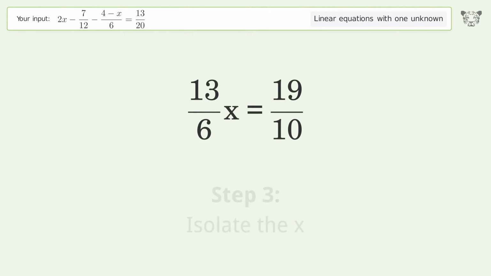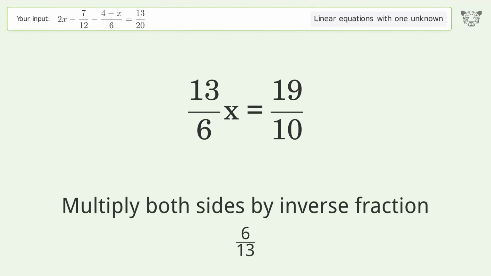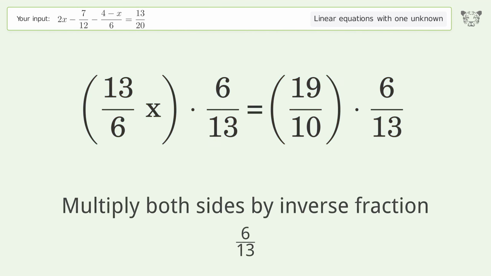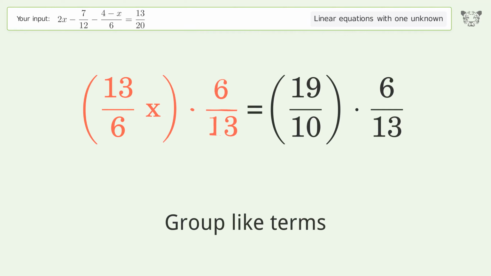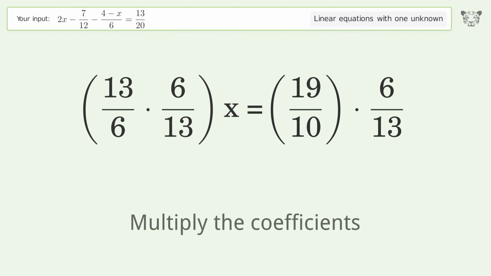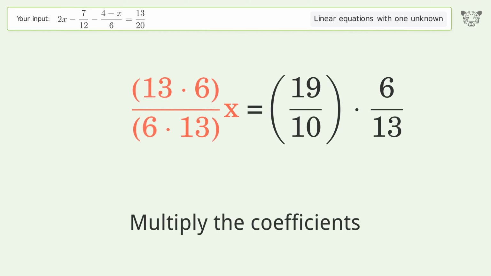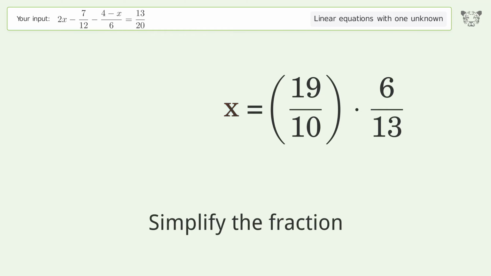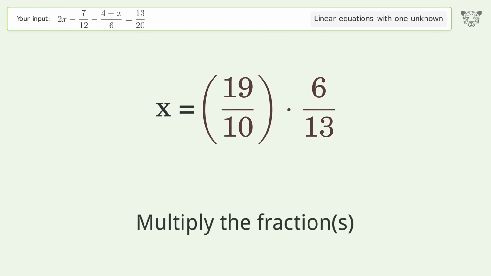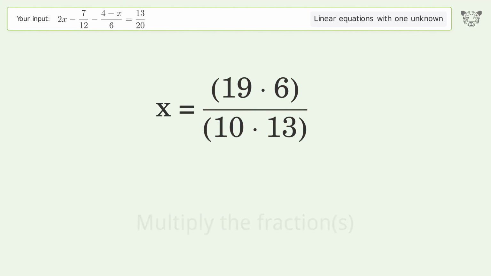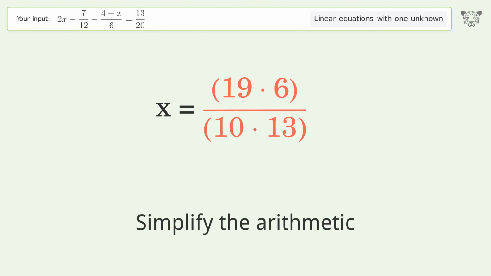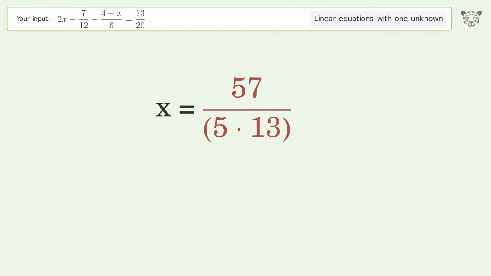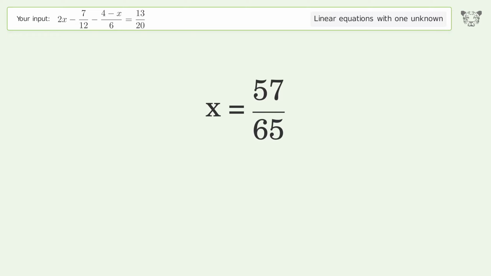Isolate the x. Multiply both sides by inverse fraction 6 over 13. Group like terms. Multiply the coefficients. Simplify the fraction. Multiply the fractions. Simplify the arithmetic. And so the final result is x equals 57 over 65.